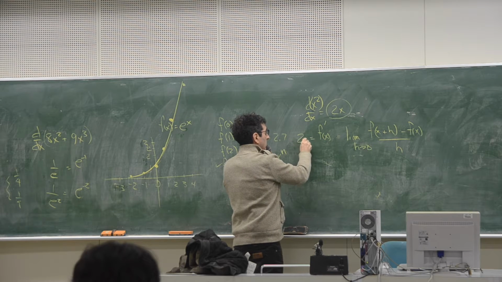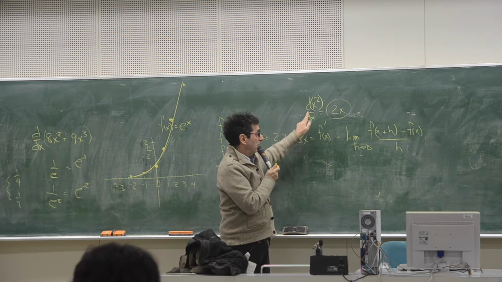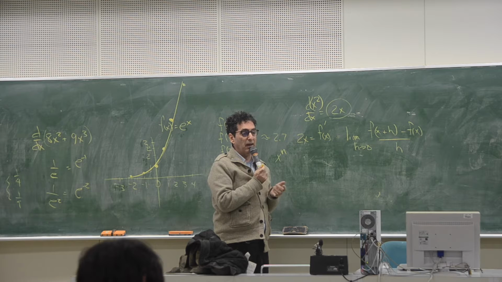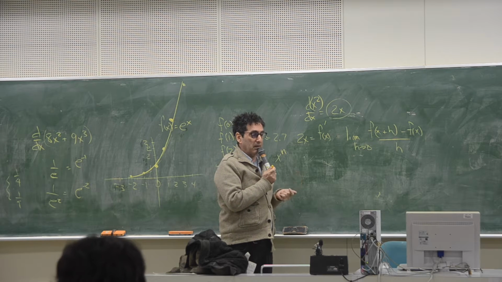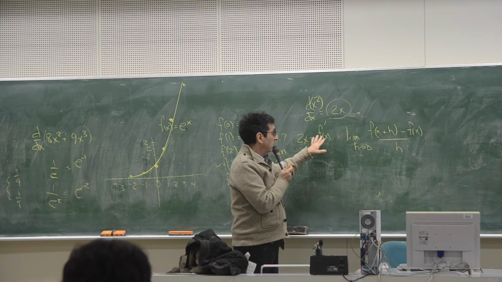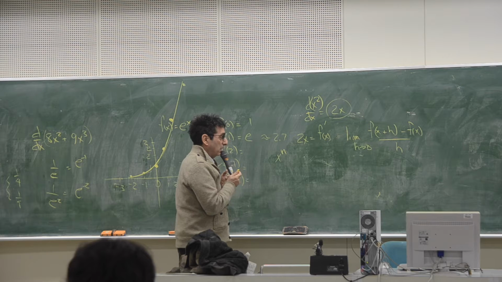Is this really going to be equal to 2x? Because you said it's 2x for this function. Let's go back and apply this definition and see if we really do get 2x. This is a good time to go back and do something like this because we forgot completely about this, right? But this is where it really came from originally. So let's check, see if we really get 2x. So how do we do this?